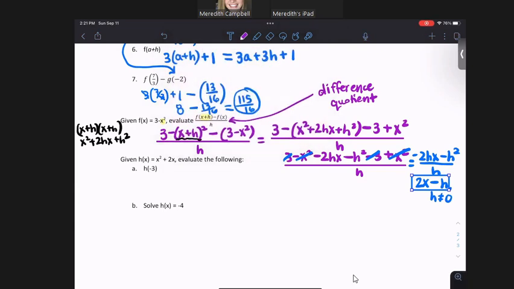But every time you'll have the main parts cancel, so that those 3's canceled and the x squareds cancel. For the next one, when you're evaluating, you can use Desmos if you want to, or you can do it by hand. So this one, negative 3 squared plus 2 times negative 3. That's 9 minus 6, which is 3.